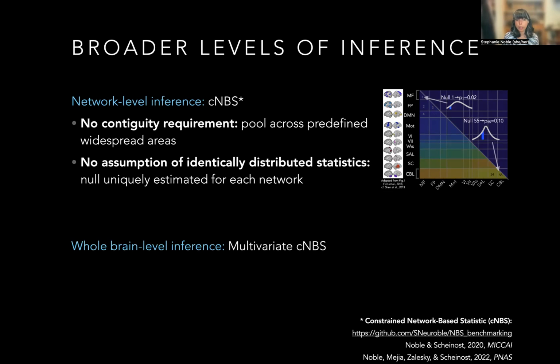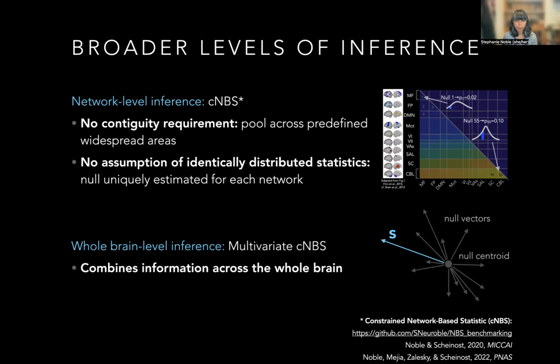And I've also extended this to the whole brain level with the multivariate CNBS. So we just take those 55 different statistics from the CNBS, and we treat it as a single vector, and we use that vector for inference. So this has a couple of nice properties. It combines information across the whole brain, and there is thought to be some dependence at that level.